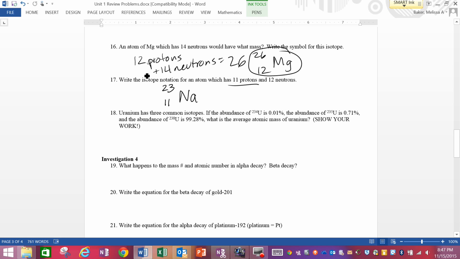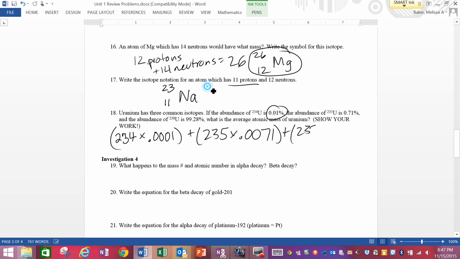How about these average atomic mass problems? You always take each mass times how often they occur. So 234 times, but move the decimal 2 back because this was a percentage. So 0.0001 plus 235 times 0.0071 plus 238 times 0.9928.